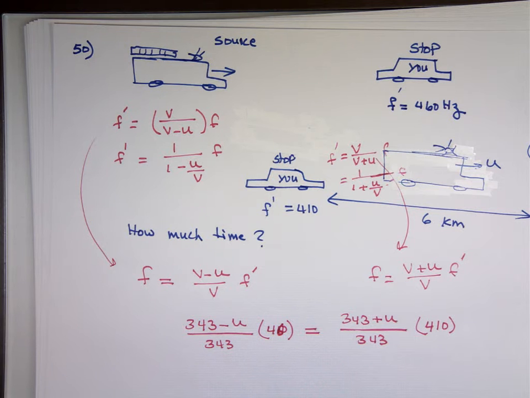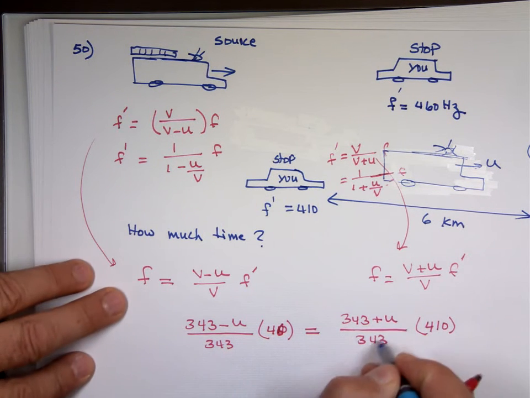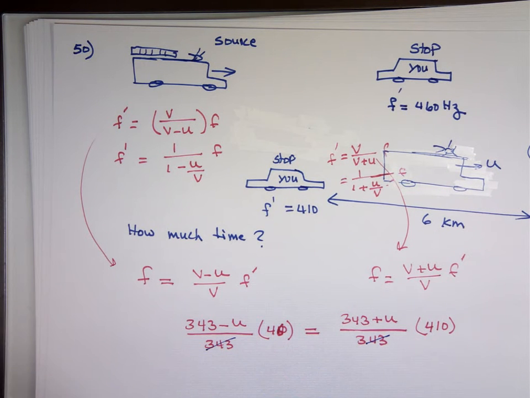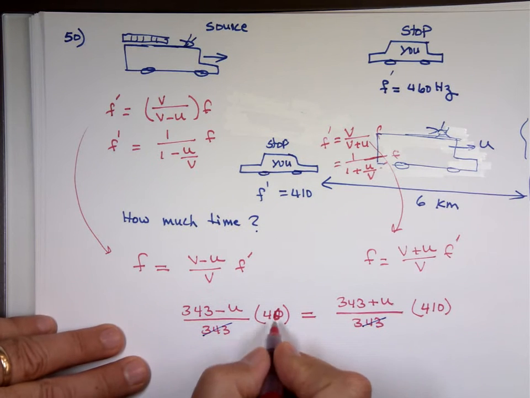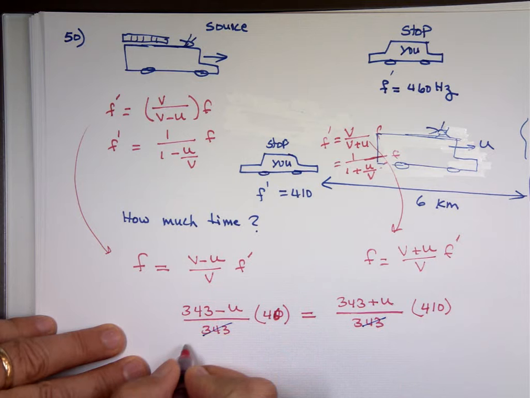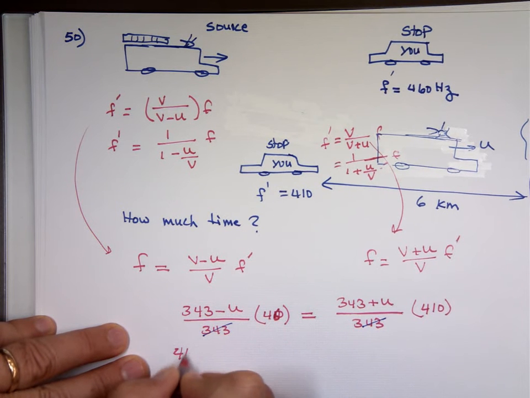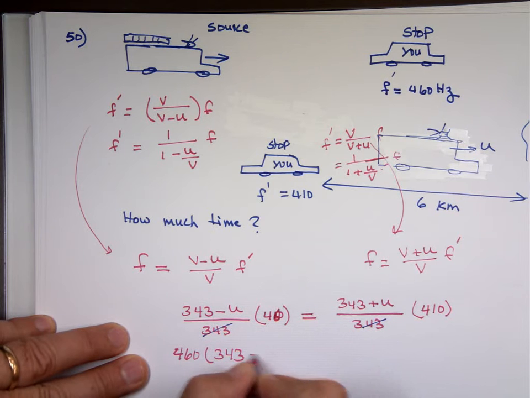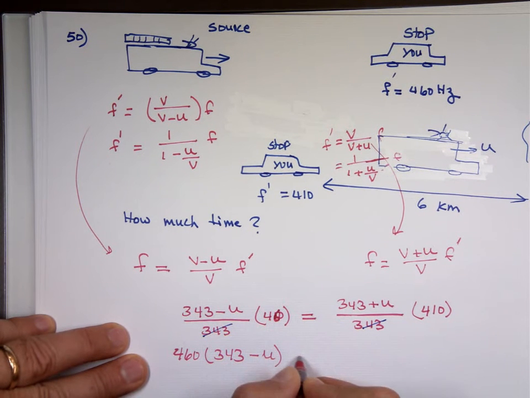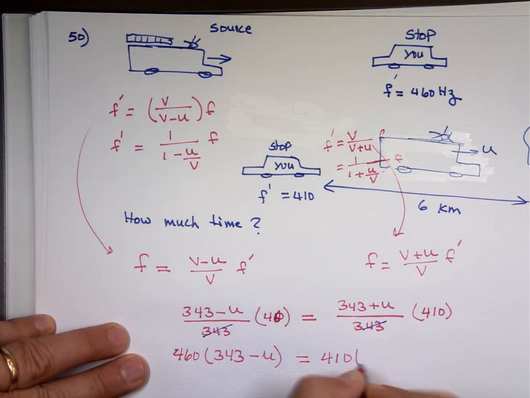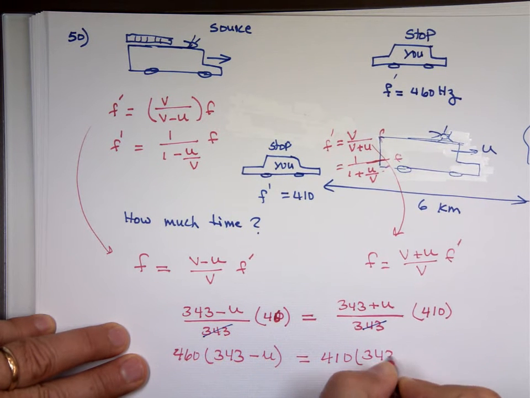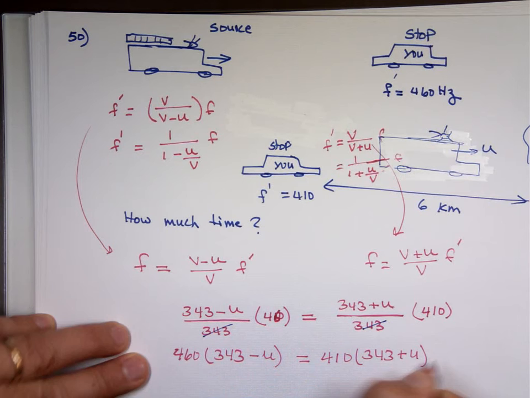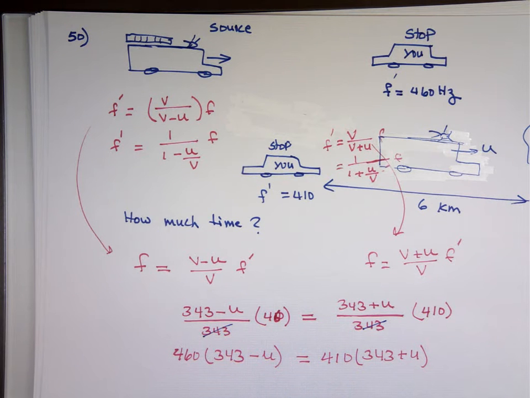I can multiply both sides of the equation by 343. These will cancel each other out. So 460 times 343 minus U equals 410 times 343 plus U. We should be able to solve it for U here.